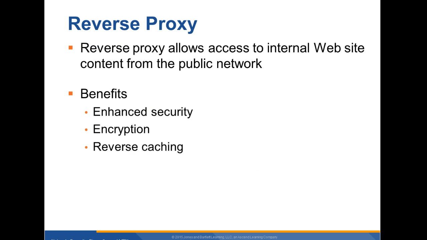A reverse proxy allows access to the internal website content from the public network. It has three major benefits: enhanced security, because there is no direct access to internal web servers from the public network; encryption, as the proxy server can function as the encryption endpoint, allowing for packet inspection of traffic destined for the web server; and reverse caching, increased performance because web pages are cached on the proxy server.